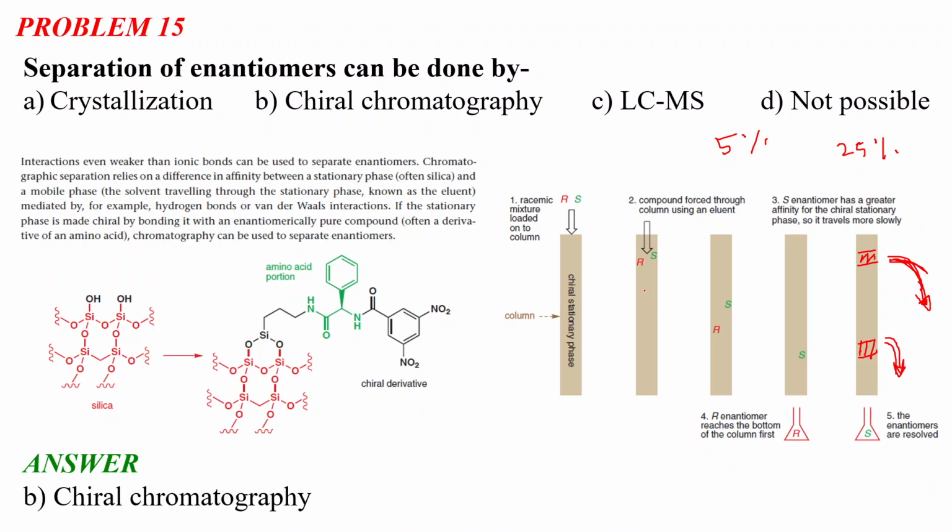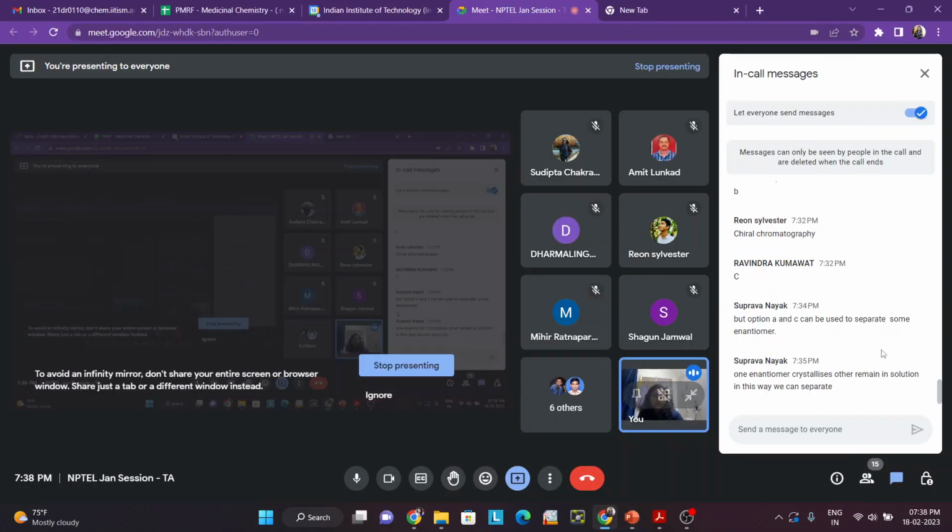And which percentage will we use? How do you know which percentage you have to use to separate this enantiomer? That information you will get from TLC, thin layer chromatography. This is something different, and I don't know if you know about this chromatography, but I'm pretty sure that you don't have any hands-on experience.